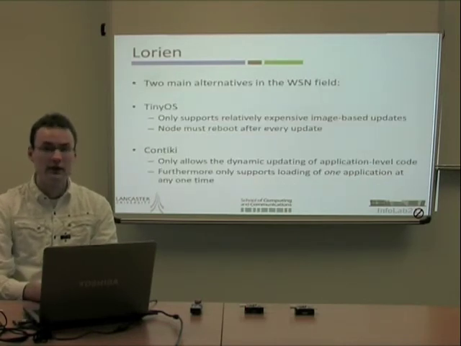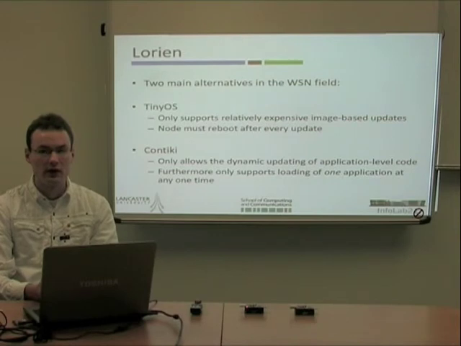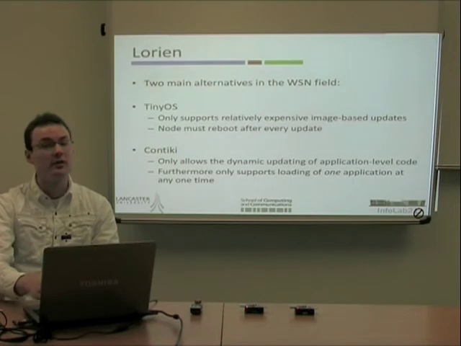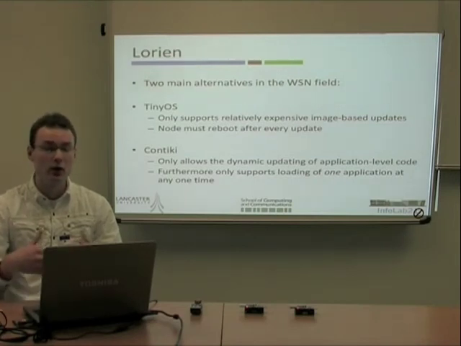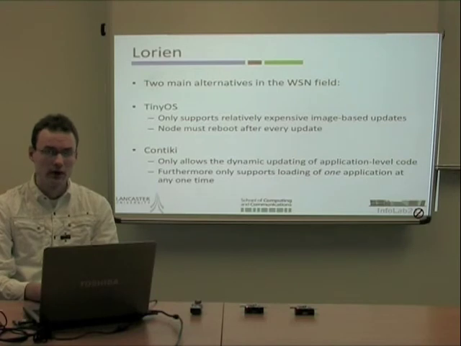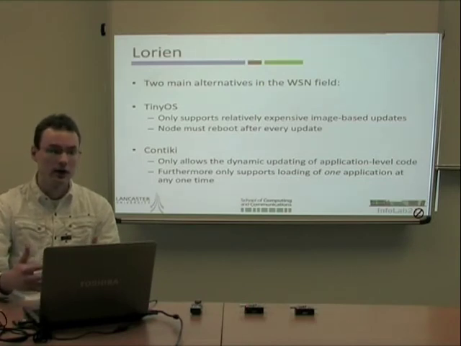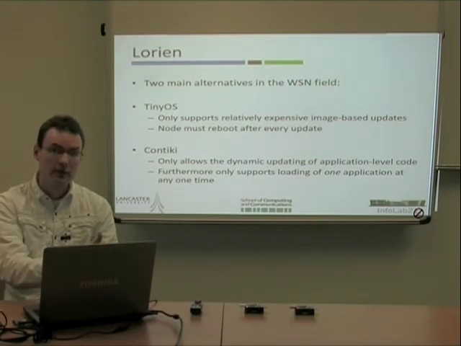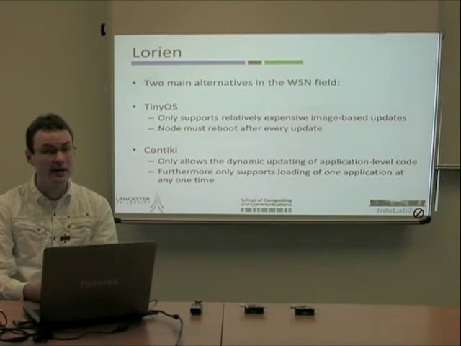If we briefly look at the alternatives in the sensor network field, the two main things here are TinyOS and Contiki. And compared to TinyOS, TinyOS only supports relatively expensive image-based updates, where you either have to send a whole new image to your nodes, which is very expensive in terms of networking, or you have to send a differential patch of the image, which is very expensive in terms of the processing required to apply the update once it arrives. And of course, in TinyOS, the node has to reboot after it's applied the update. And as you've seen by comparison, in Lorien we have very, very fast, very cheap updates to software.